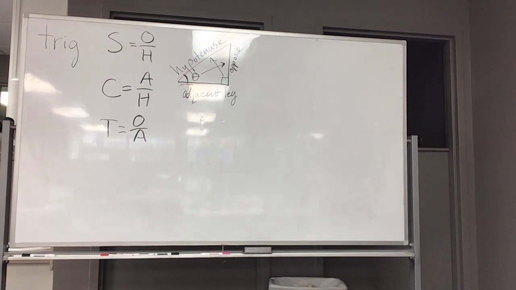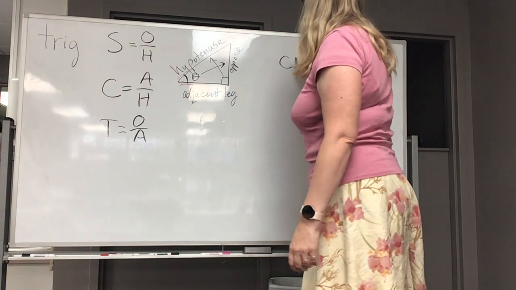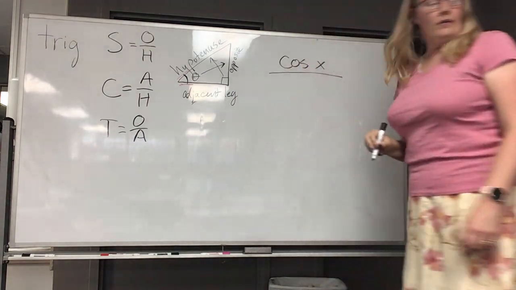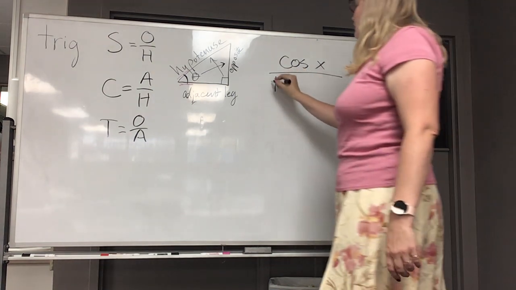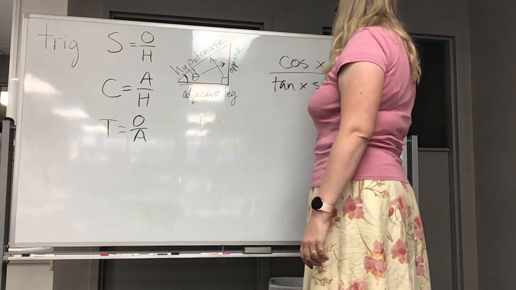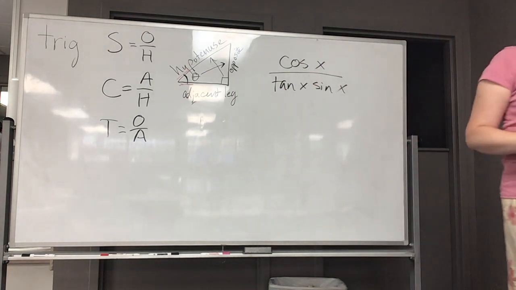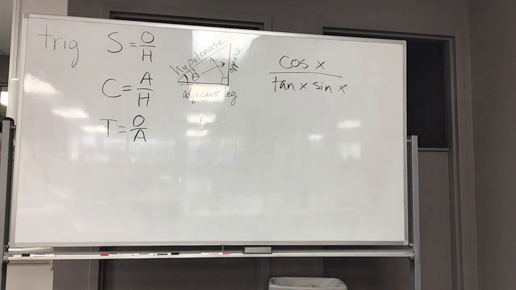If you have opened up this book, I'm going to have you go to the very end of this test at number 56. It says, for the values of x where sine x, cosine x, and tangent x are all defined, they give us cosine x divided by tangent x sine x. And they're asking you to essentially simplify this ratio.